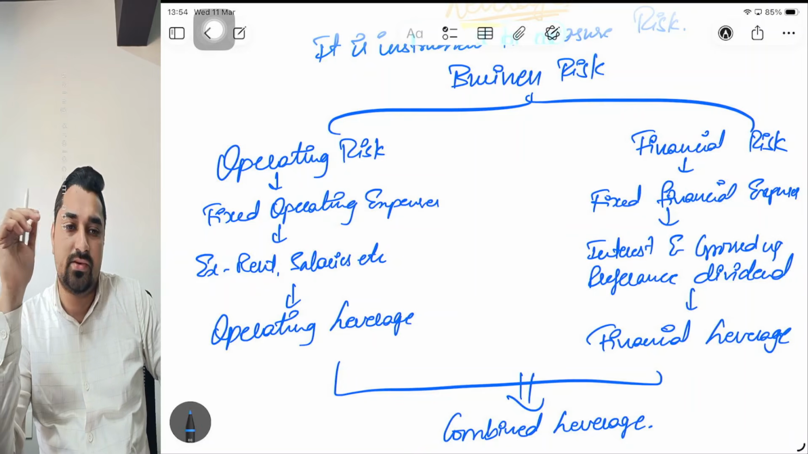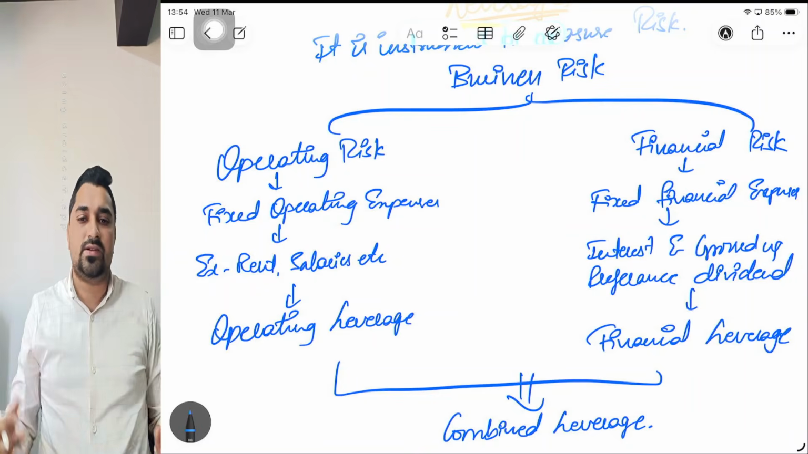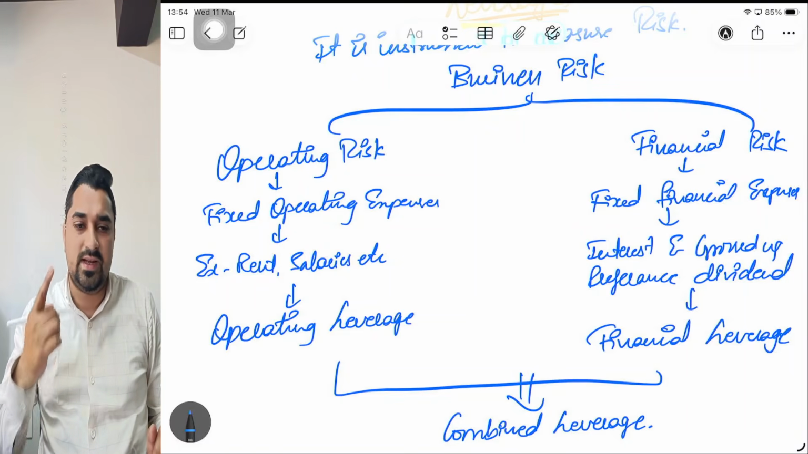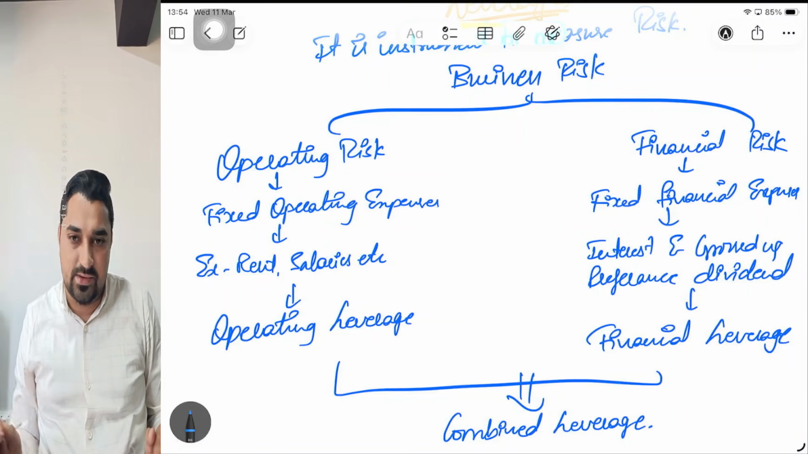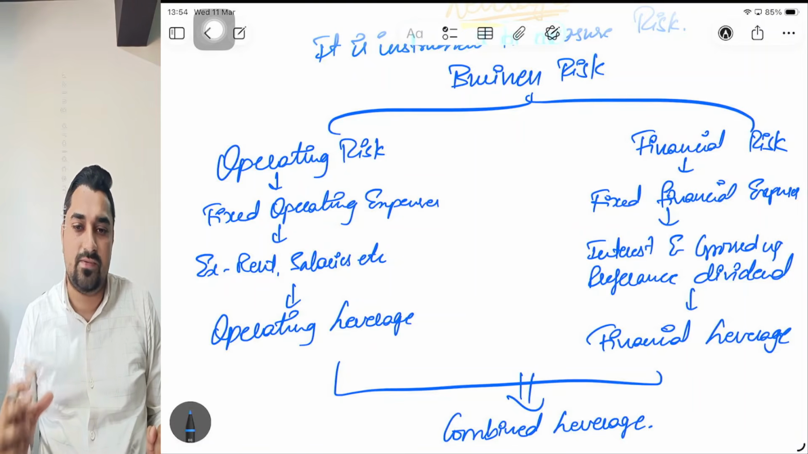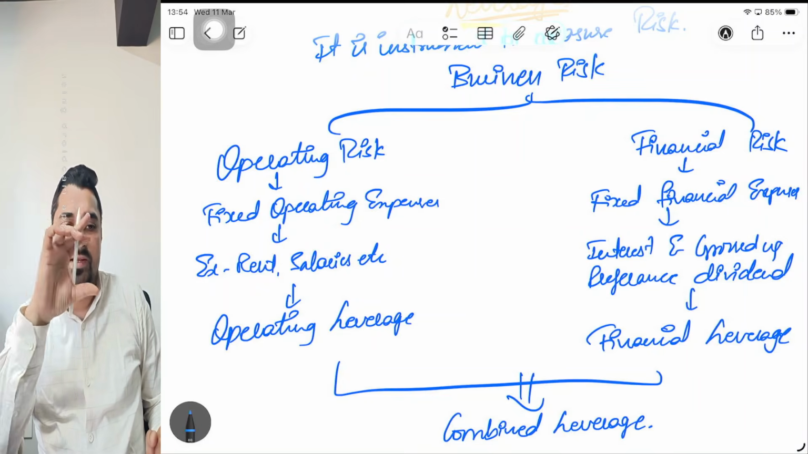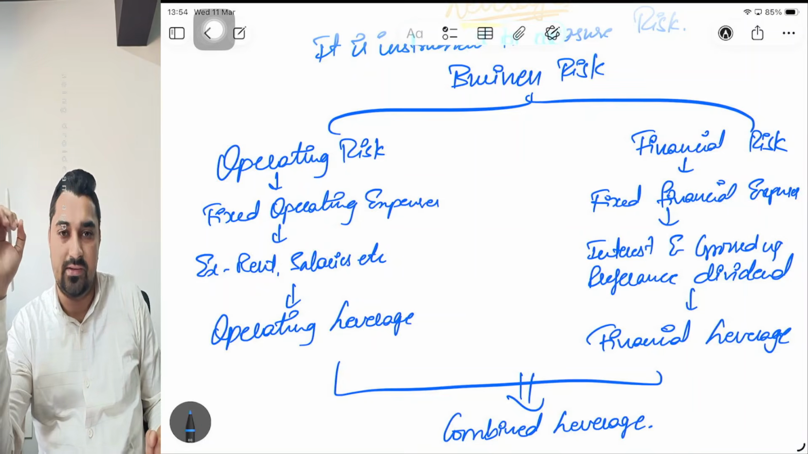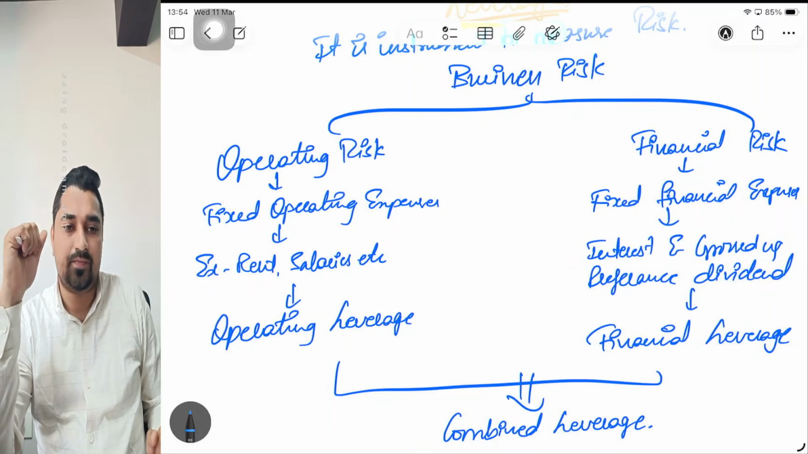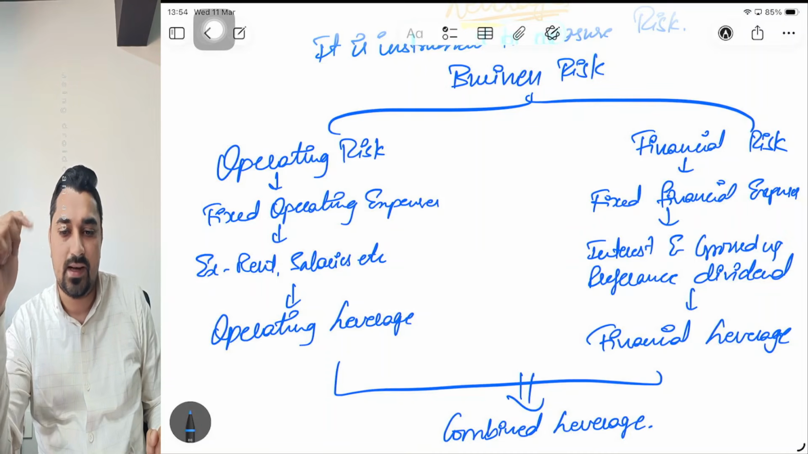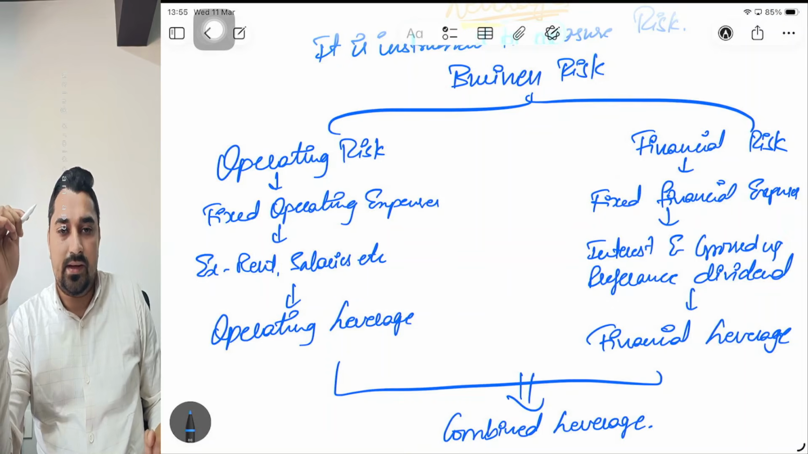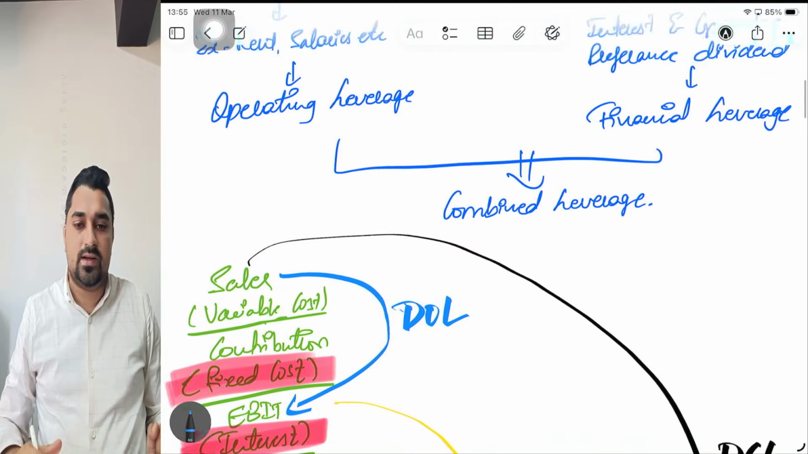Coming to financial risk. Financial risk arises on account of fixed financial cost. Fixed financial cost, there are only two: one is interest expense, second one is preference dividend, to be more specific, grossed up preference dividend. To measure financial risk, we have financial leverage. And to measure the overall business risk, we have combined leverage. So leverages are of three types: operating leverage, financial leverage, and combined leverage.